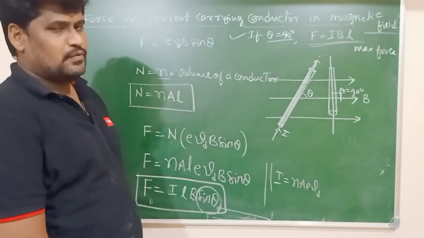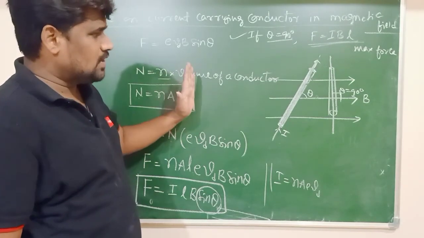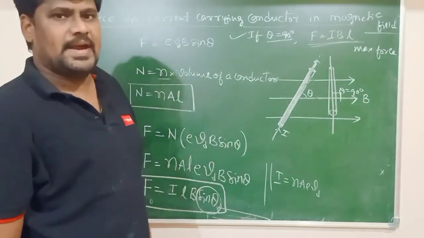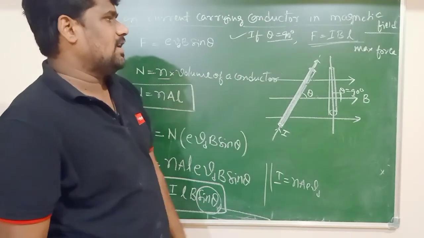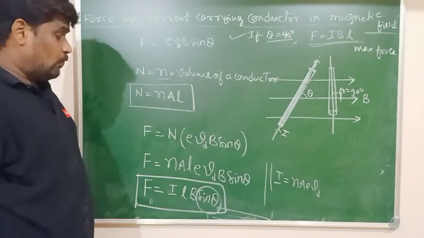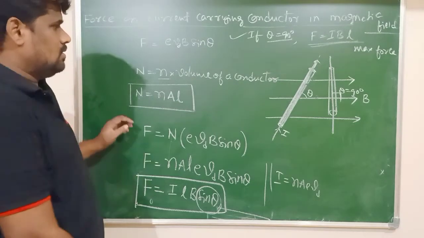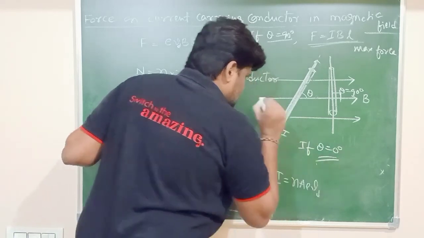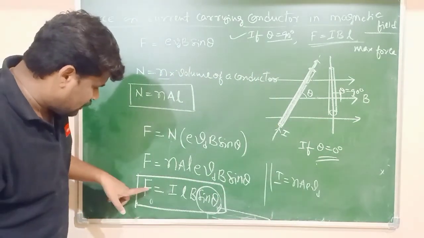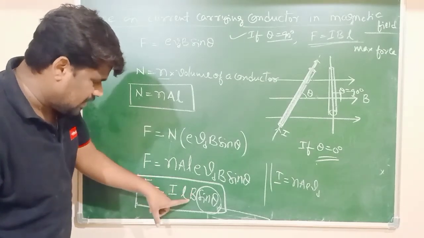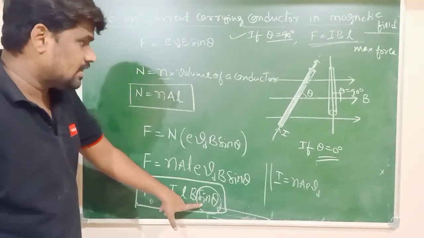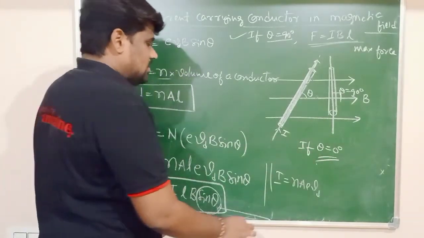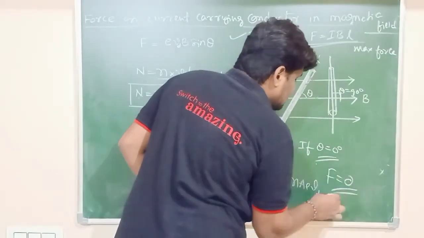When is the force maximum, tell me? Suppose our current carrying conductor is placed perpendicular to the direction of the magnetic field, definitely the force acting is maximum. When is the force minimum or zero? If theta equals 0 degrees, F equals what? I L B sin theta. What is theta? Theta equals 0 degrees. Sin 0 degrees is 0. Therefore, the force is 0. Force is 0 or minimum.